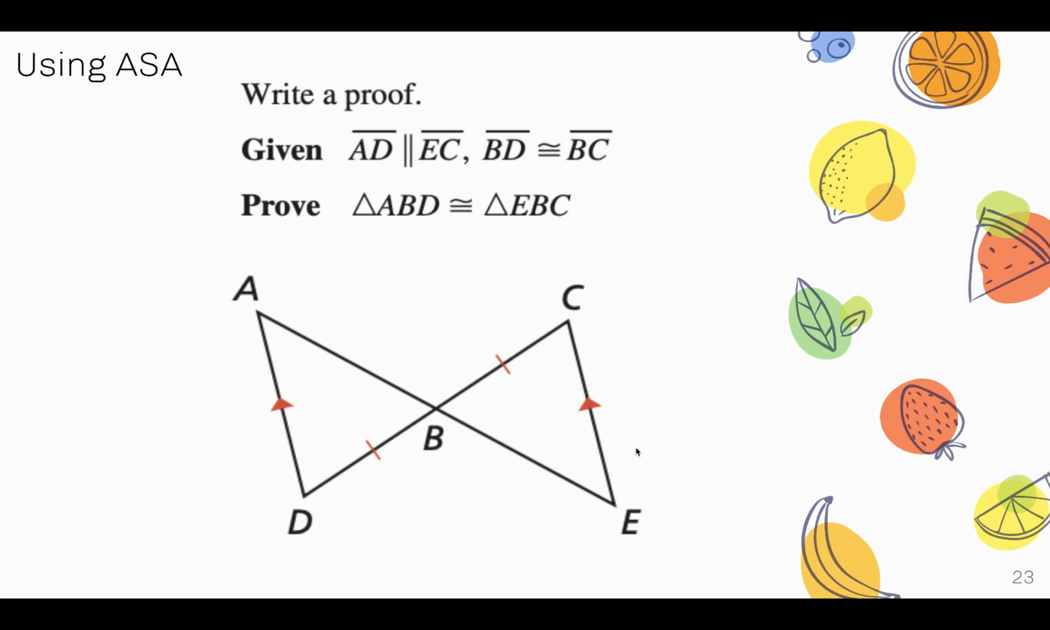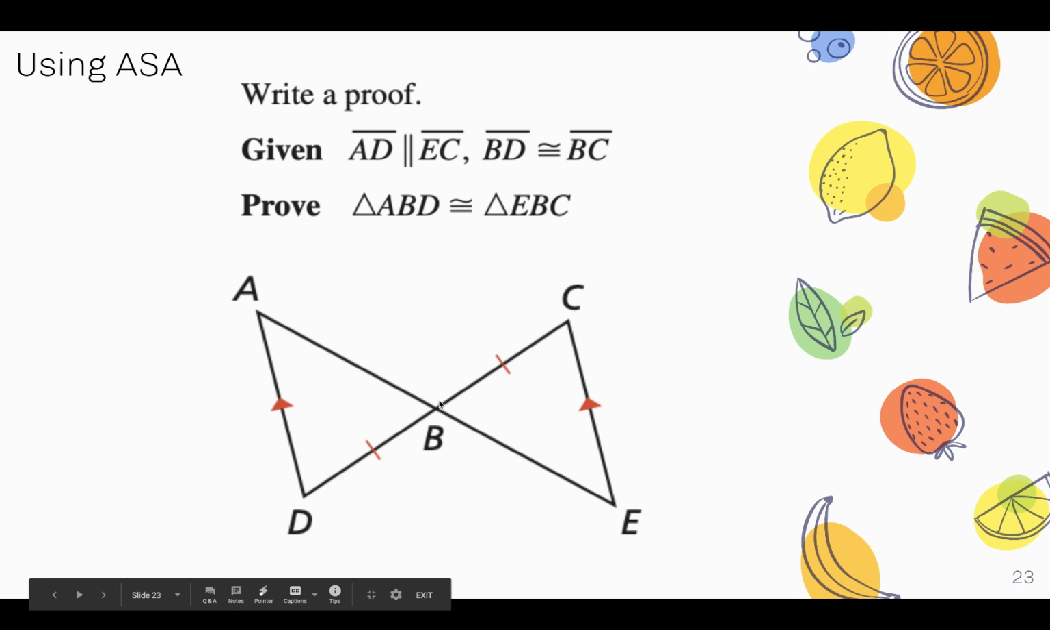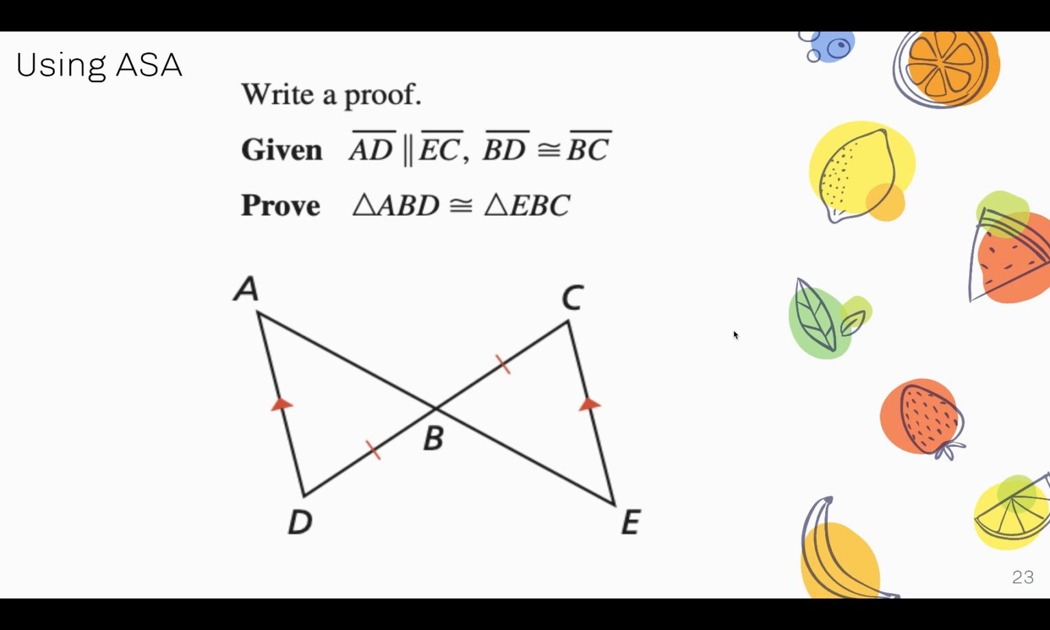Okay, so let's go ahead and use ASA to do the world famous bow tie proof. Okay, there's actually many different bow tie proofs. Okay, I just like to call this the bow tie proof because it looks like a bow tie to me. Okay, so let's evaluate this visually. What do we have going on here? So we have two triangles that are adjoined at this vertex B. Okay, so I don't see any shared sides in this, but I do see a shared vertex. Okay, what else are we given?